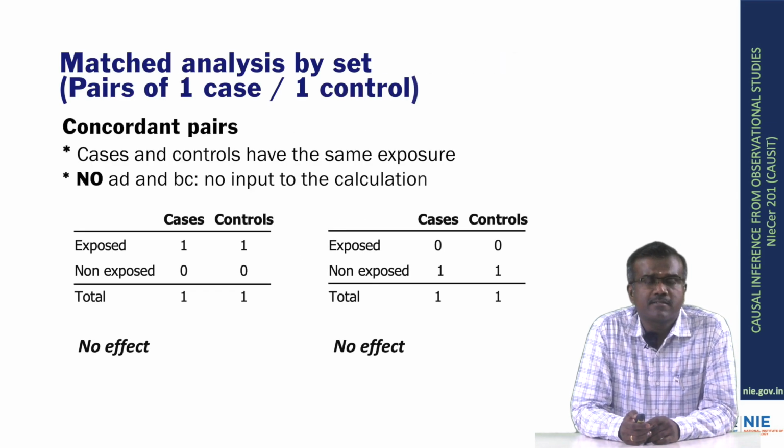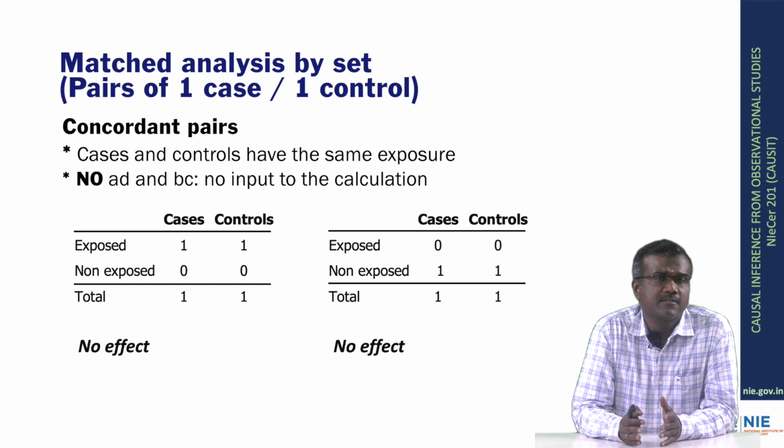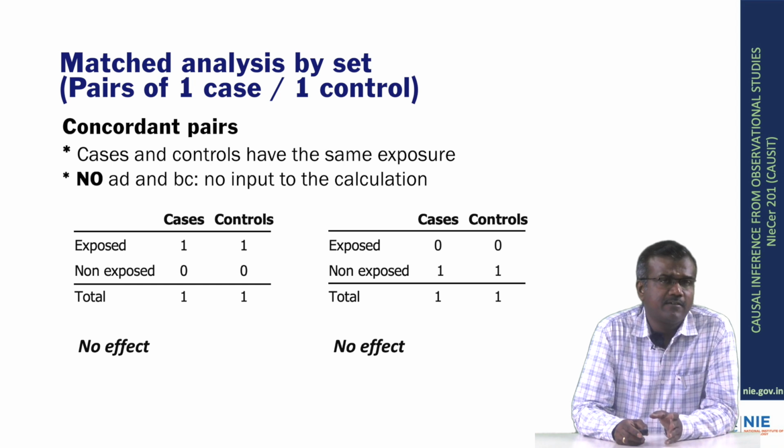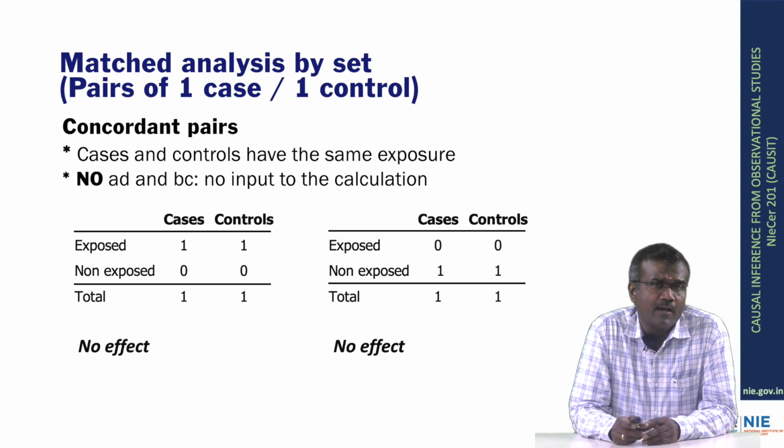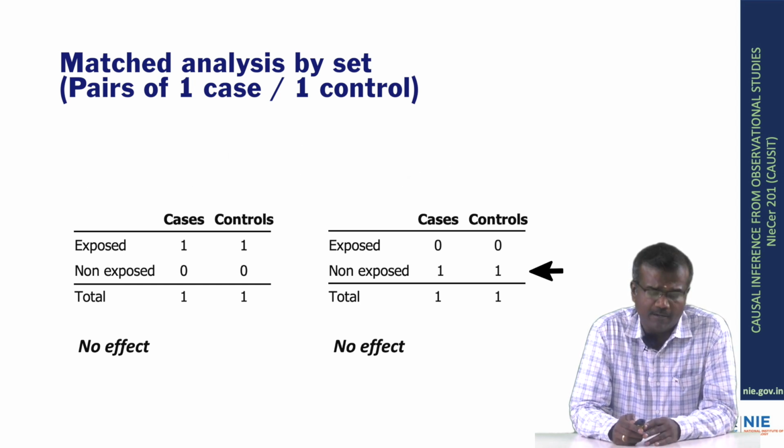In the matched analysis for a set, for example, we have given here a pair of case and a control. We will have information on pairs who have said they are either exposed or unexposed. Therefore, they are called concordant pairs. When you look at this side, when the pairs have said they both are exposed, there is no odds ratio emerging out of it. It shows no effect. On the other side, when both of the pairs have said they are not exposed, you will end up seeing no effect again.